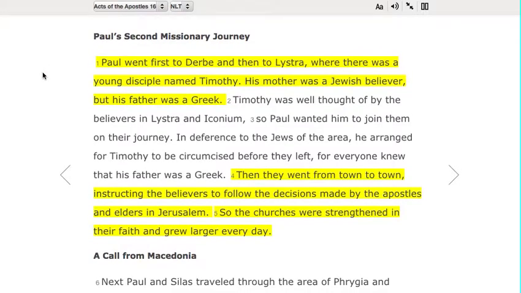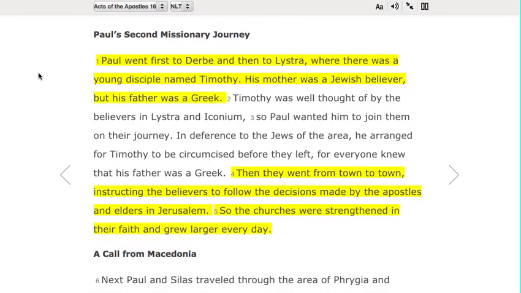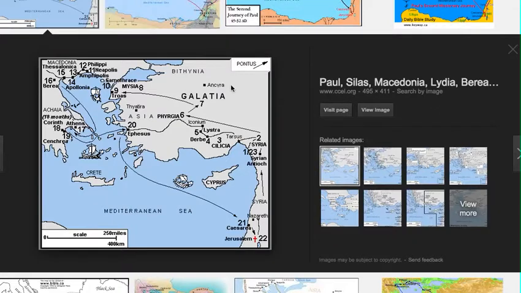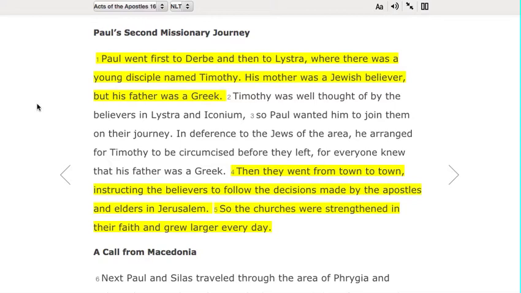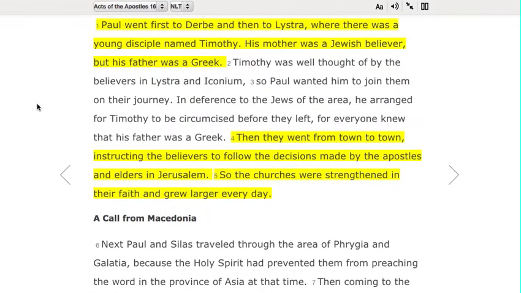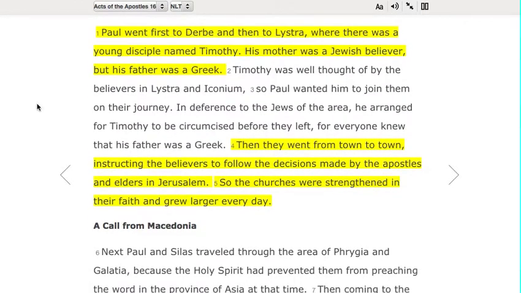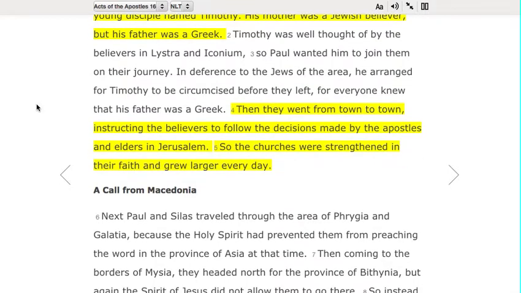Timothy, by the way, notice that you meet him here in this area in Derbe and in Lystra. So this is where Timothy's from. He's from right here. And Timothy is someone that Paul's going to groom as a pastor, as a leader in the church. And we'll see that he writes a couple of letters to Timothy that we'll cover later in our reading plan.